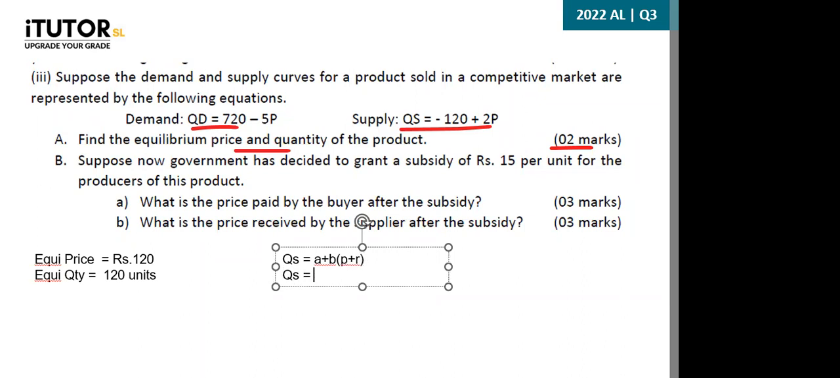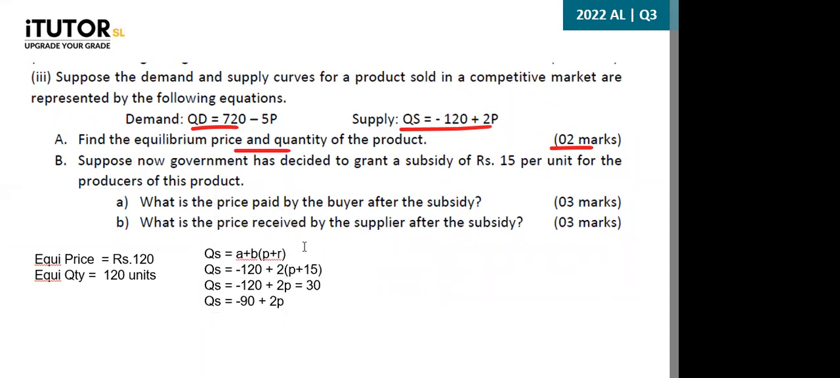So QS is equal to A, which is minus 120, plus B, which is 2, within brackets P plus 15. So then QS equals minus 120 plus 2P plus 30. So QS will equal minus 90 plus 2P. That's your new supply equation.